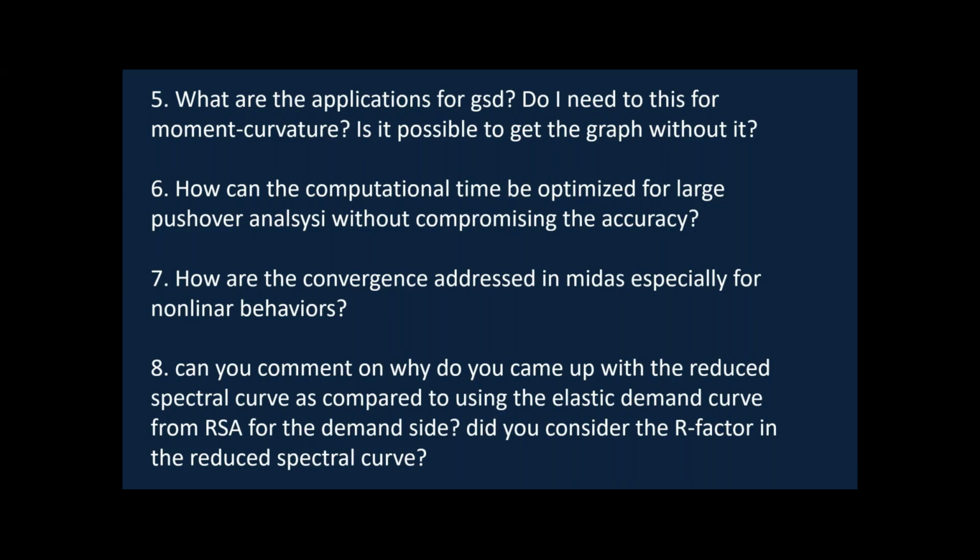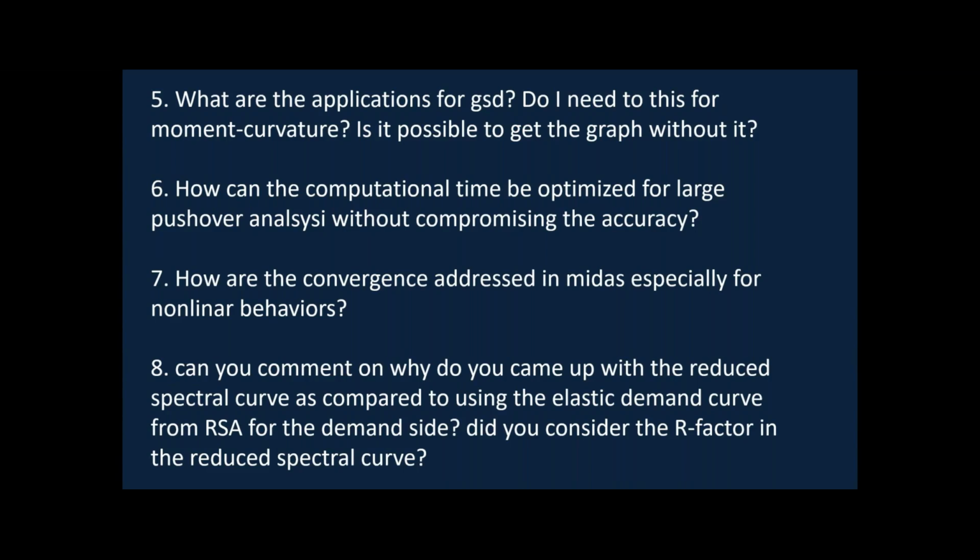So coming to the eighth question, can you comment on why you come up with the reduced spectral curve as compared to using the elastic demand curve from RSA for the demand side? Did you consider the R factor in the reduced spectral curve?